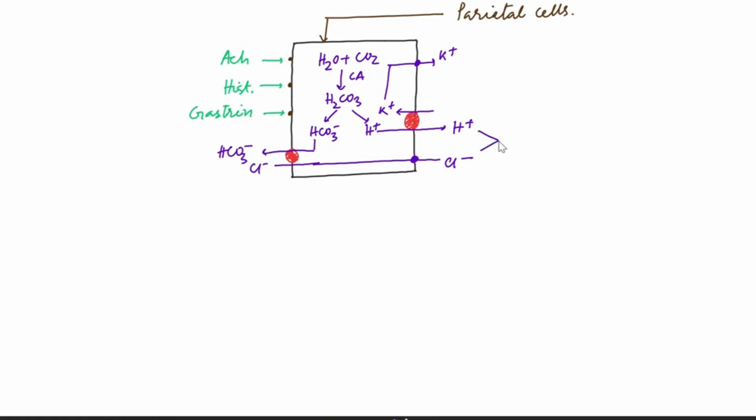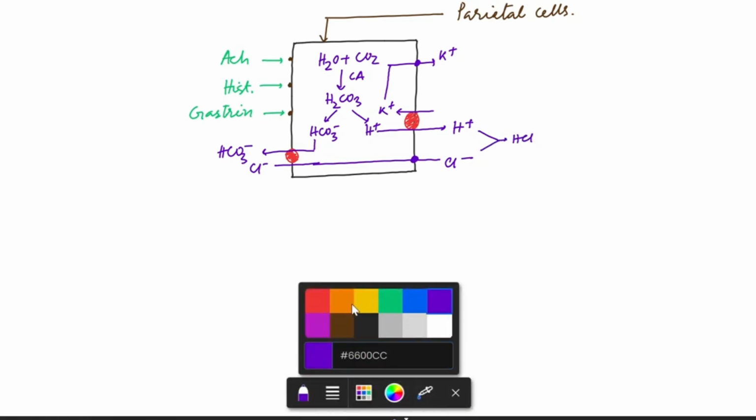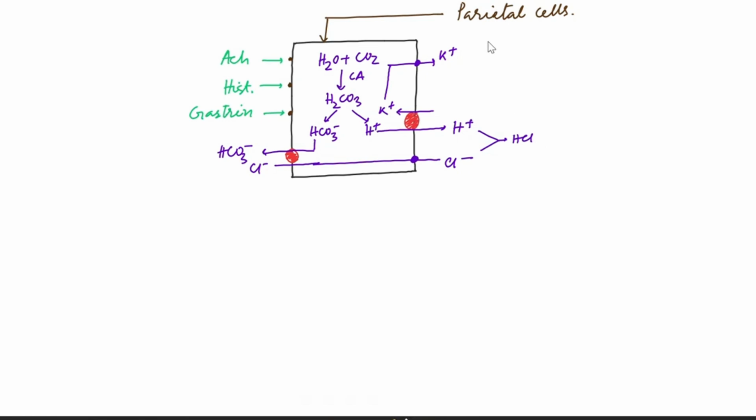Now this H plus and Cl minus ion form HCl. This part is the lumen of the gastric gland. Here the H plus ion and chloride ion concentration is high. And this is your bloodstream. HCO3 goes back to the bloodstream.